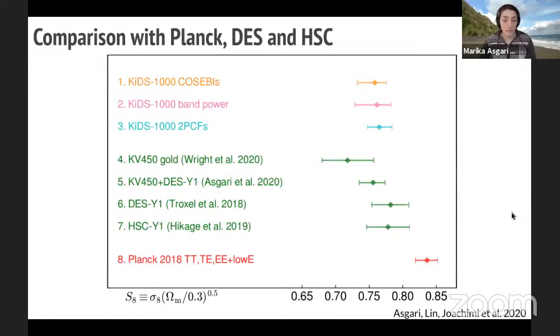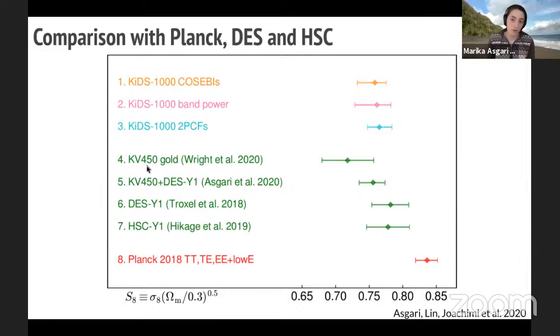Okay, and we can compare our results with previous cosmic shear results as well. Here, we're going back to S8 again, because we can't really use capital sigma 8 in a consistent way between different analyses. So if you look at S8, we have our analysis results in the first 3, and then the cosmic shear results from previous analyses in green from 4 to 7. Number 8 is again showing the Planck results. So number 4 is showing the previous KiDS results.